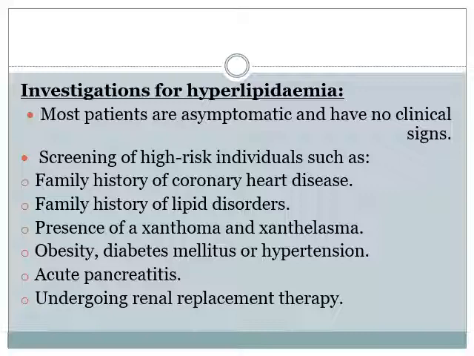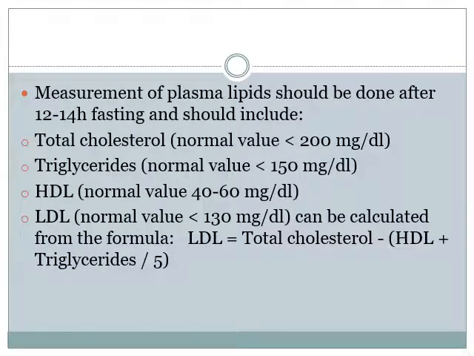How to investigate? Most patients are asymptomatic and have no clinical signs. Screening of a high-risk individual, such as family history of coronary heart disease or family history of lipid disorder, or if we find a patient with xanthoma or xanthelasma, obesity, diabetes, hypertension, or acute pancreatitis. Measurement of the plasma lipid should be done after 12 or 14-hour fasting. Now there are some areas where fasting is not required, but fasting is better when we measure triglyceride.